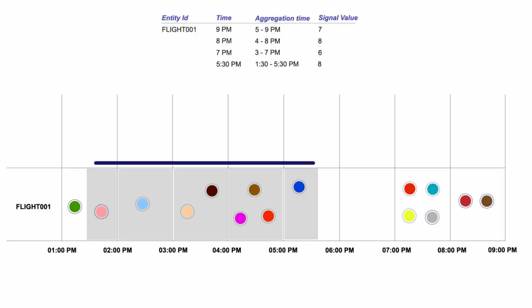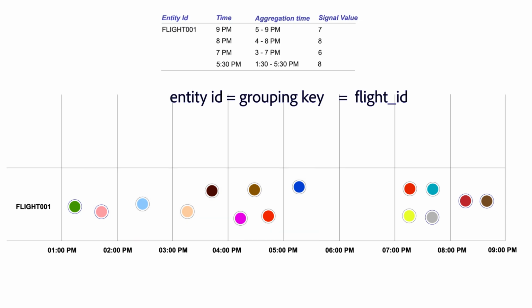Entity ID is the grouping key on which we are aggregating events. In this example, we are counting bookings for each flight. Thus, flight ID will be our entity ID. As these events come in, we aggregate them by entity and calculate the signal at entity level, such as count the total booking of flight with flight ID is equal to F001 in the last 4 hours.